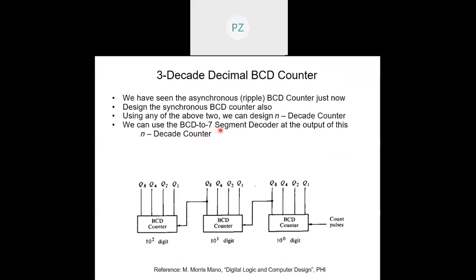And if you employ this BCD to 7 segment decoder at the outputs of these BCD counters, then you can also display what all count is stored here in those 7 segment displays, right?